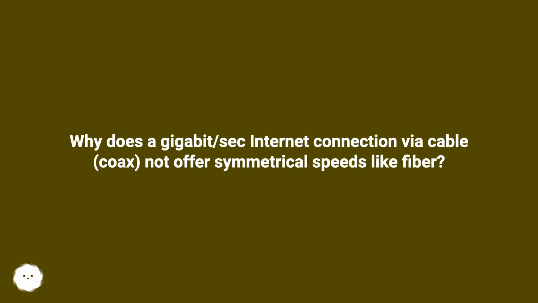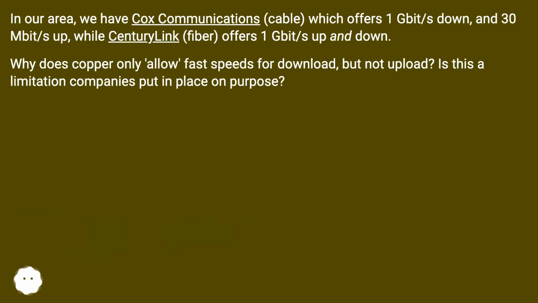Why does a gigabit internet connection via cable, coax, not offer symmetrical speeds like fiber? In our area, we have Cox Communications cable, which offers 1 Gbps down and 35 Mbps up, while CenturyLink fiber offers 1 Gbps up and down. Why does copper only allow fast speeds for download, but not upload? Is this a limitation companies put in place on purpose?